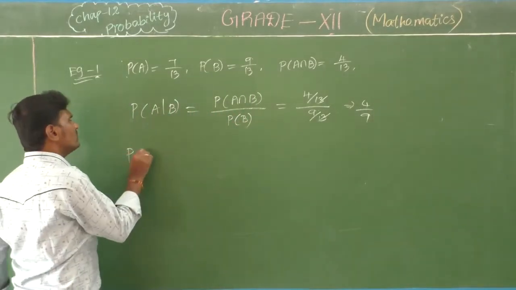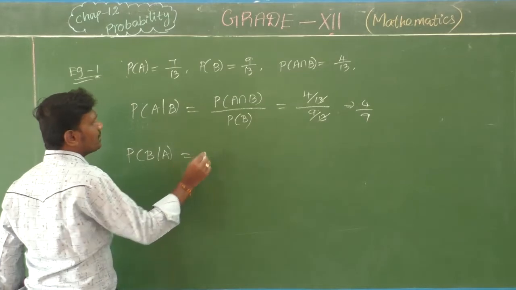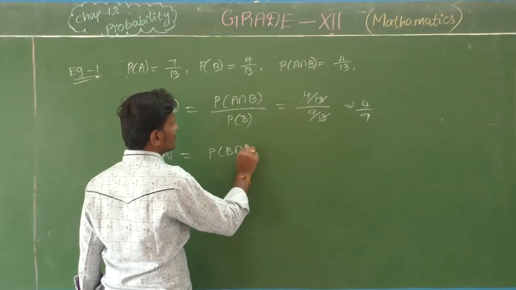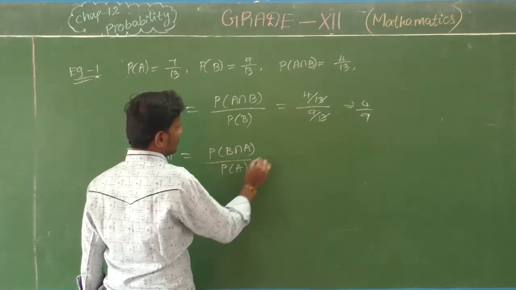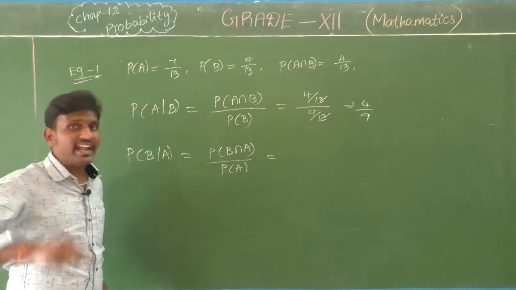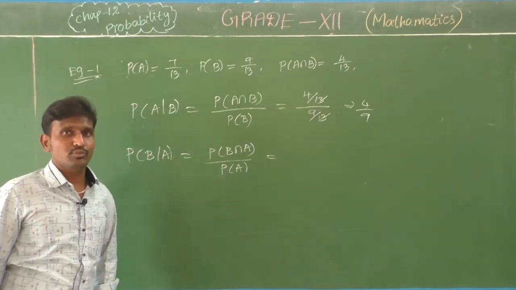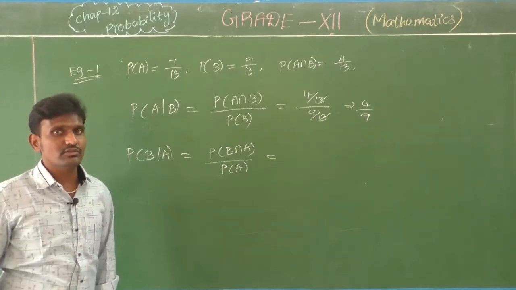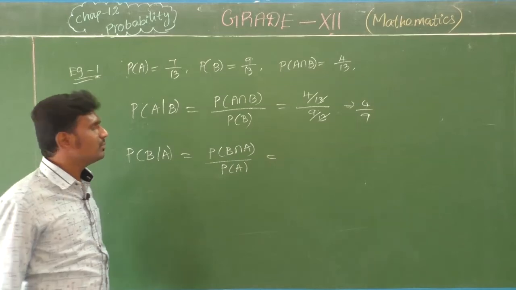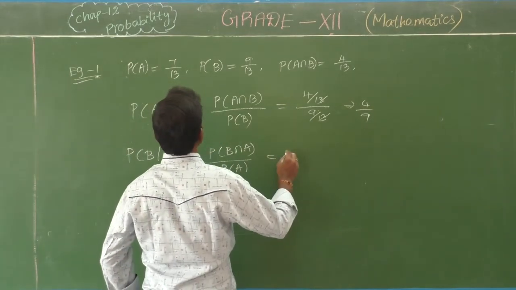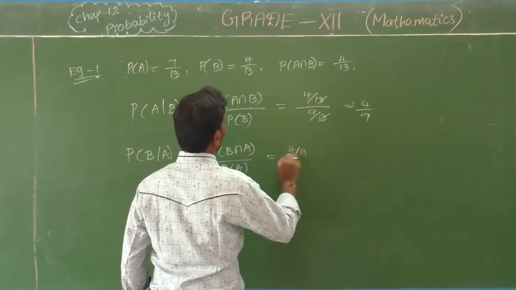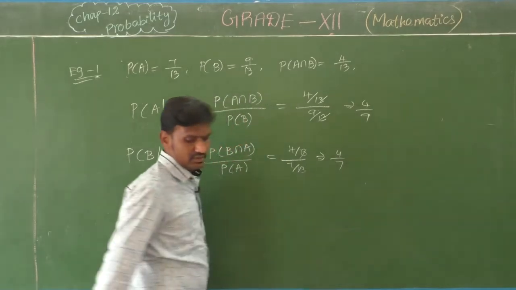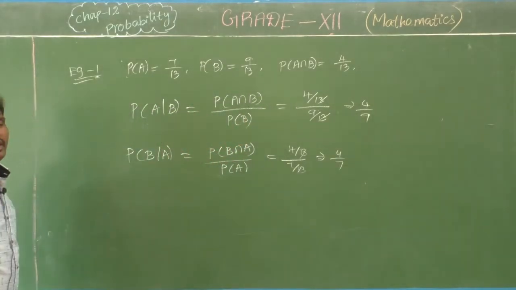4/9. Suppose if they are asking P of B by A, what will come? So that is P of B intersection A by P of A. So here A intersection B and B intersection A are both the same. Why? Because the commutative property is satisfied for the union and intersection. So A intersection B 4/13 whole divided by P of A is 7/13. So the answer will come 4/7. Okay, have you got it?